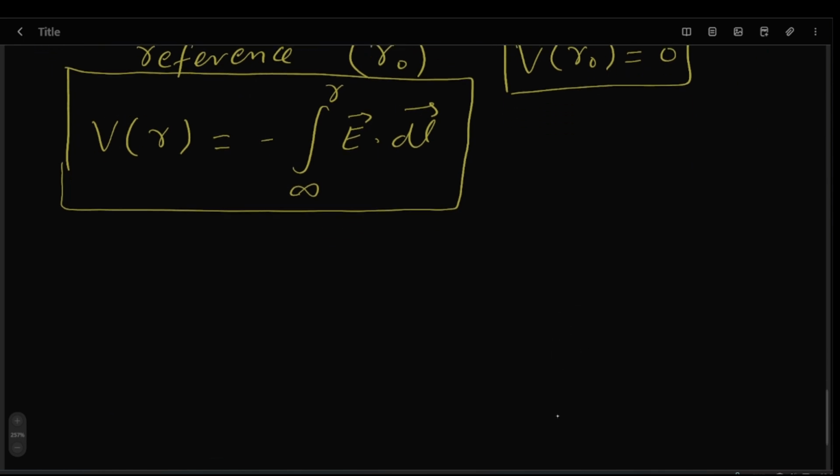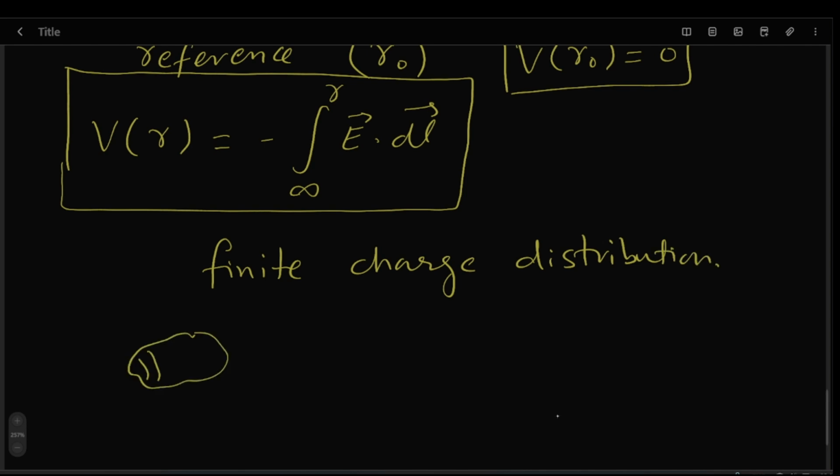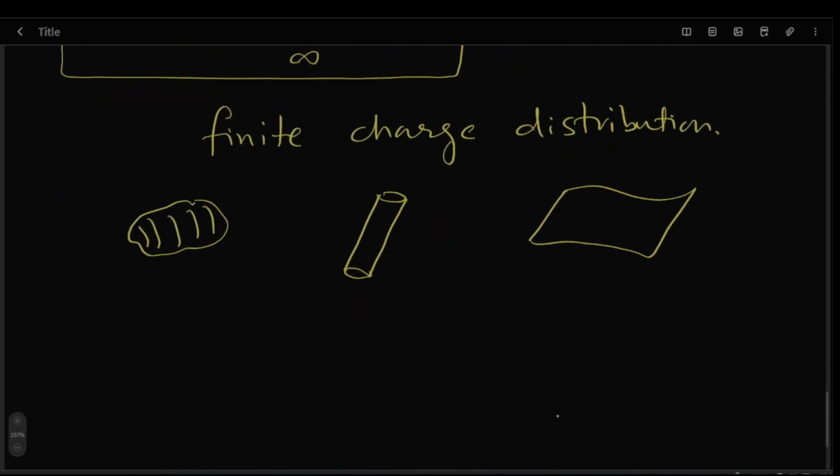Usually, if we have finite charge distributions, that means we can have, suppose, a potato shaped charge distribution, or a little cylindrical charge distribution, or a surface charge distribution. It can be a line charge distribution, volume charge distribution, or surface charge distribution, but it should be finite. Then we can choose infinity as our reference point.